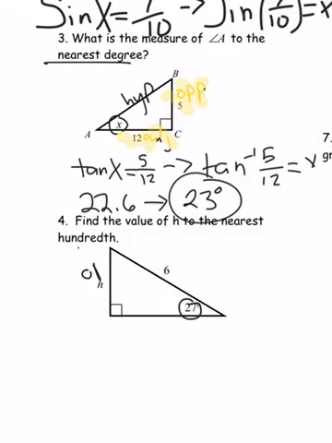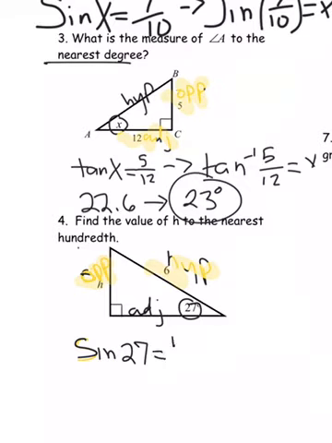Angle, opposite, hypotenuse, adjacent. Oh, that was the eraser. Opposite, hypotenuse. Those are the two sides that have something. Again, opposite and hypotenuse is sine. So sine of 27 degrees equals the opposite over the hypotenuse.